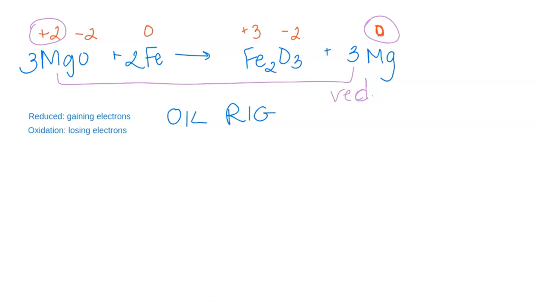Then we can look for our oxidation. Again, for oxidation, we expect the number to increase. So that has to be our iron, because it's going from 0 to +3. In this case, our oxygen stays the same. It stays at -2, which essentially just means that it is a spectator ion and it's not actually important in this reaction.